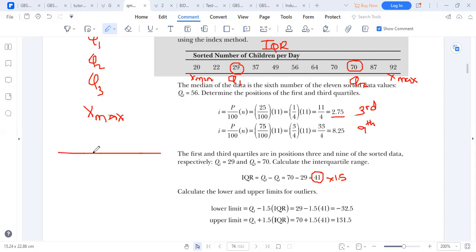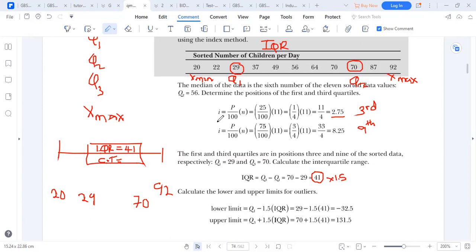So I'm saying in this instance here, the lowest value of X is what? 20. That's a 20 there. The highest value of X is what? 92. That's a 92 there. The lower quartile is the third figure, which is 29. And the upper quartile is the ninth figure, which is what? 70. When you subtract 70 minus 29, you get our interquartile range. So the interquartile range would be 41. Then you multiply the 41 times 1.5. What do you get?